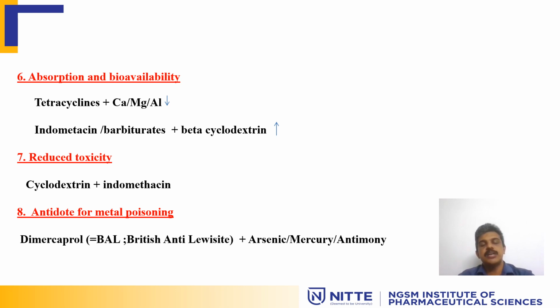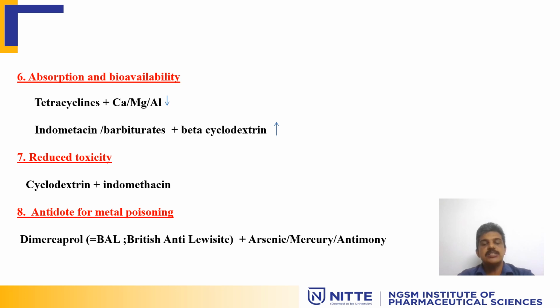And indomethacin and barbiturates are drugs that form complexes with beta cyclodextrins. Their absorption and bioavailability can be significantly enhanced by forming complexes with beta cyclodextrins. So these are the two classes of drugs, indomethacin and barbiturates. Their solubility can be enhanced by forming complexes with beta cyclodextrins.